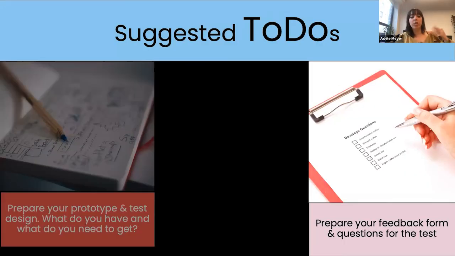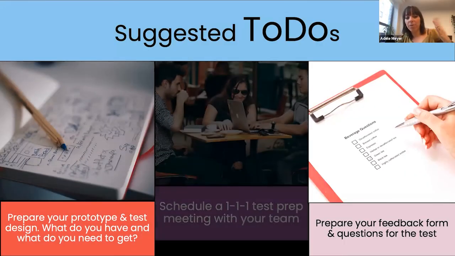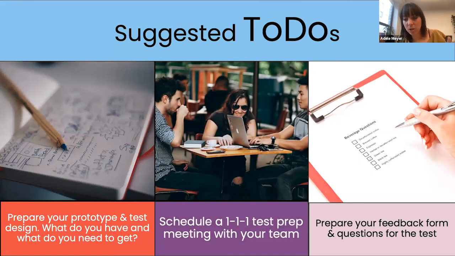In terms of your suggested to-dos, I have 3 for you these next 2 weeks during test prep week, okay? You want to prepare your prototype and your table design. What do you already have and what do you need to get? The earlier you can make a list of the things you need and how much those things cost, the earlier you can begin to purchase or procure or find or borrow those things. Okay, so you don't want to leave it till the last minute.